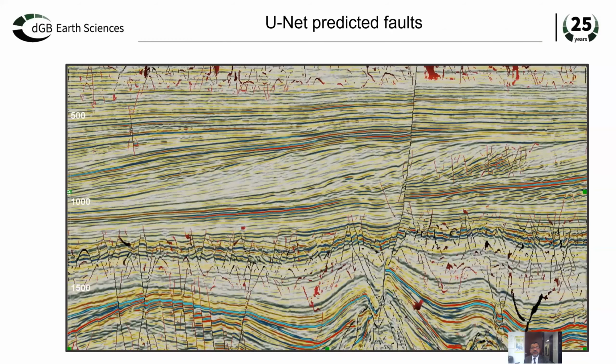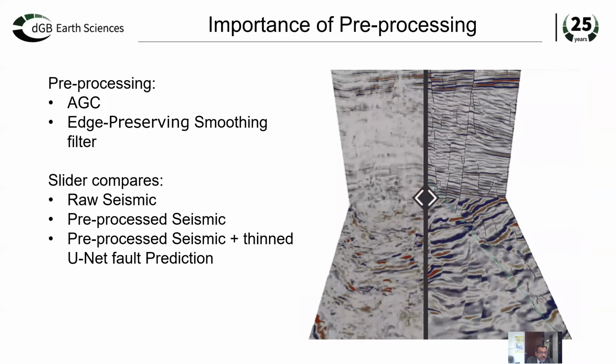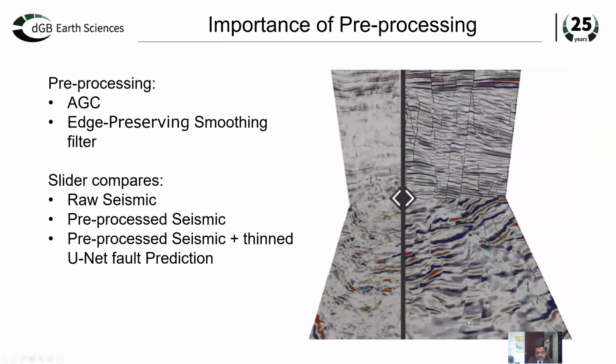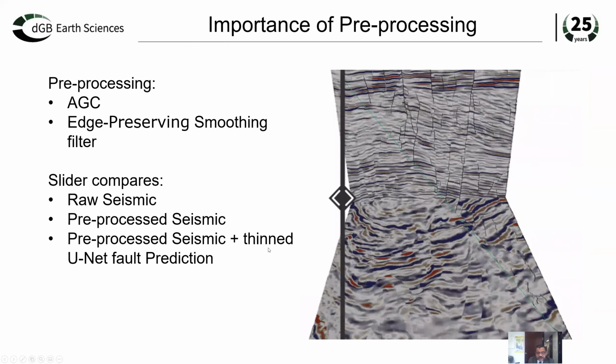So as you go through the UNet, the predicted faults are well defined, and they have all three directions, which means dip, strike, and the dip throw, and the throw can be found out afterwards. So this is the UNet predicted faults, just sliding through the raw seismic, and in this part you see the filtered seismic. It is very rough, amplitude balanced and filtered with the AGC and edge preserving smoothing filter.